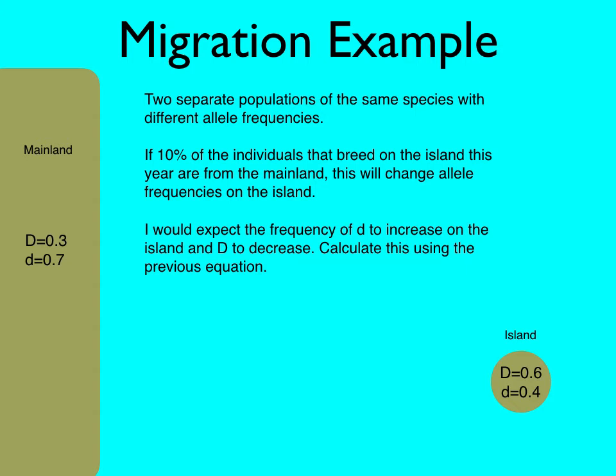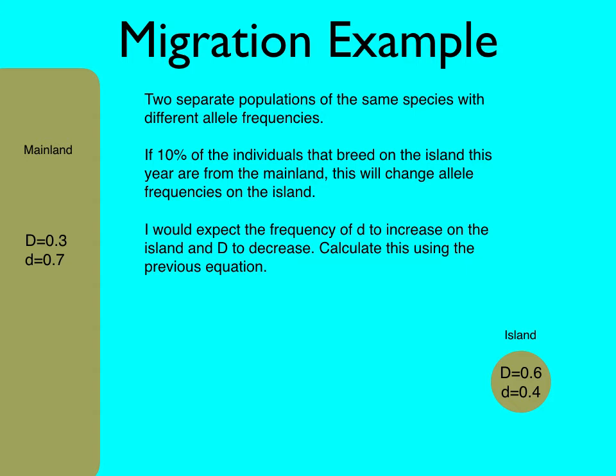If I tell you that 10% of the individuals that breed on the island this year come from the mainland, that's going to change the allele frequency of the island, okay? Look at the frequency of the little d on the island, 0.4. Contrast that with the frequency on the mainland, which is 0.7. If 10% of the individuals that breed on the island this year bring that higher frequency of recessive d to the island, it's not going to be 0.4 next year, it's going to be higher, okay? So you can use that equation on the previous slide to run this calculation. And in this case, that italicized M is 0.1, right? I said here 10%.